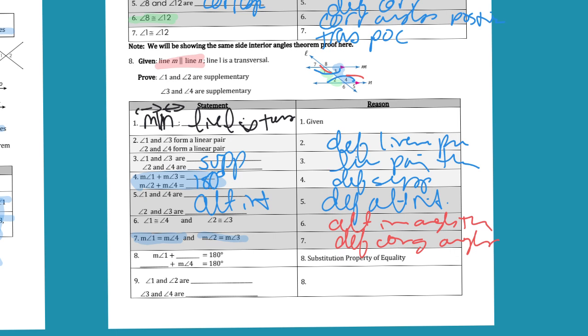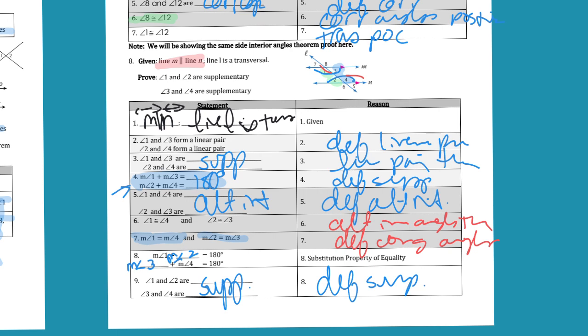If we know that 1 plus 3 make 180 degrees, but 3 and 2 are equal, then the measure of angle 1 plus the measure of angle 2 makes 180. And also, if we know that 2 and 4 make 180, that means the measure of angle 3 plus the measure of angle 4 equals 180 by substitution. And if you know that 1 and 2 make 180, what do we know about them? Well, that they're supplementary. Why? By definition of supplementary.